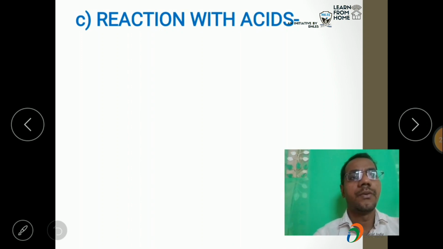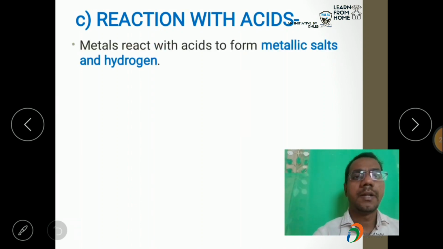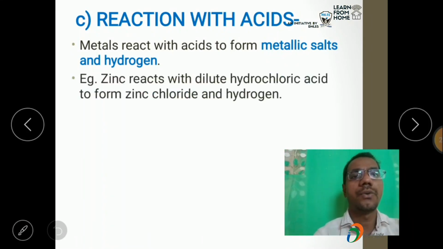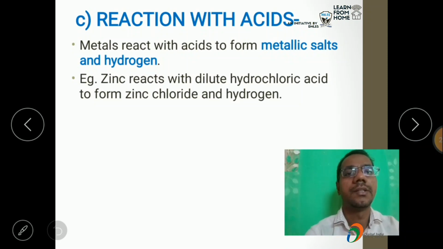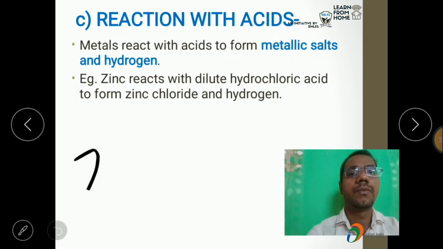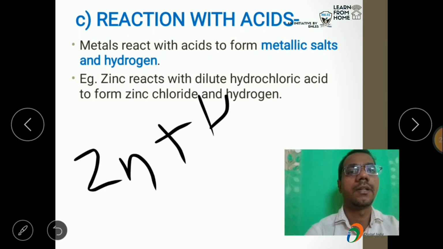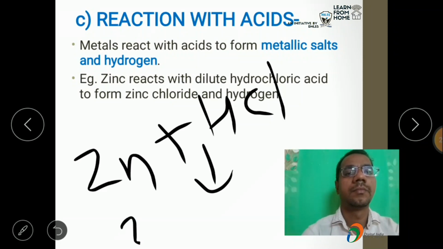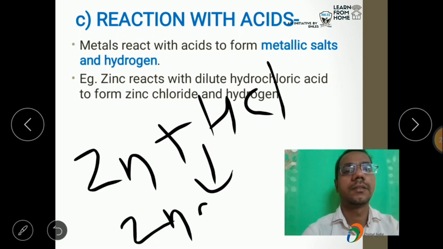Next, reaction with acid. Metals react with acids to form metallic salts, and which gas is evolved? Hydrogen gas is evolved. You can check here, zinc. What is the symbol for zinc? Zn. When it reacts with HCl, it forms ZnCl2.